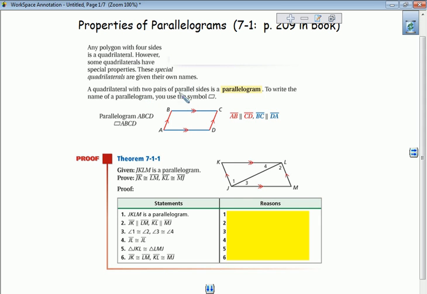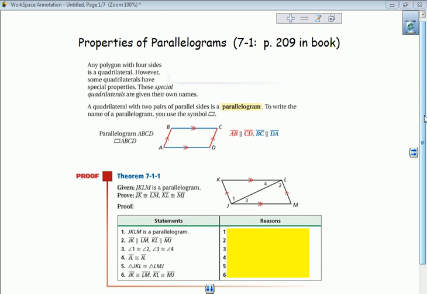A quadrilateral with 2 pairs of parallel sides is a parallelogram. So that is the definition. A quadrilateral with 2 pairs of parallel sides is a parallelogram. And to write the name of a parallelogram, we actually use the little symbol that looks like a tiny parallelogram. So here's parallelogram ABCD. Here's the little symbol. And we know it is because we see 2 pairs of parallel sides. AB is parallel to CD, and BC is parallel to DA.